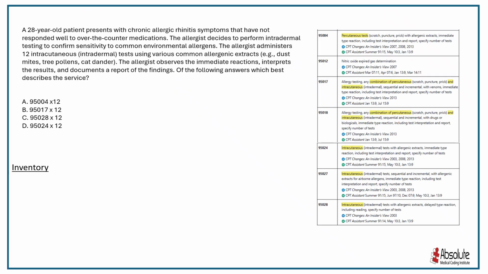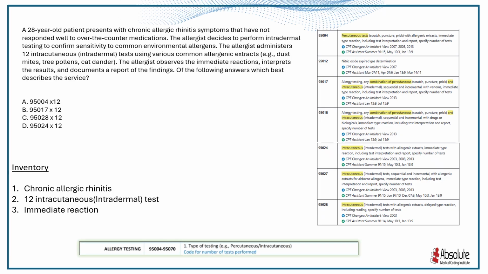Okay, so let's break this scenario. In inventory, we have a patient with chronic allergic rhinitis. 12 intracutaneous intradermal tests were performed, and this is an immediate type reaction. So these are the key details for allergic testing. All you have to do is to find the type of the testing and also code for number of tests performed. So keeping that in mind, let's go ahead and look into option A.